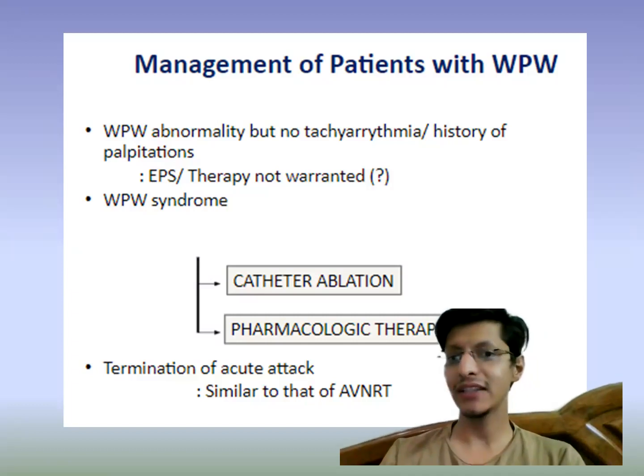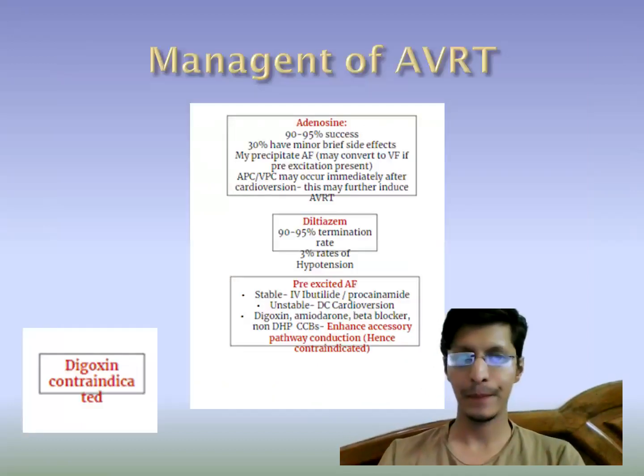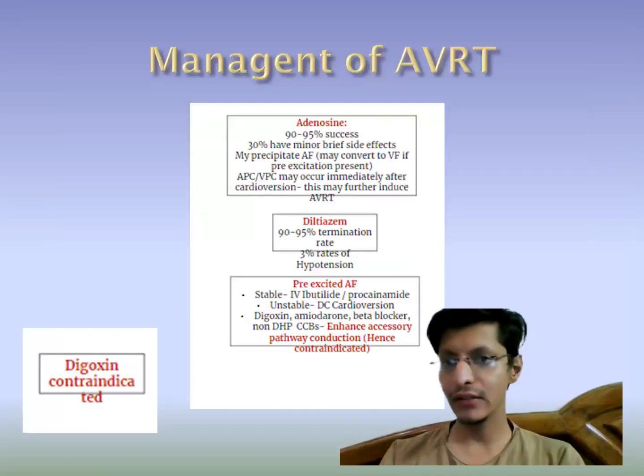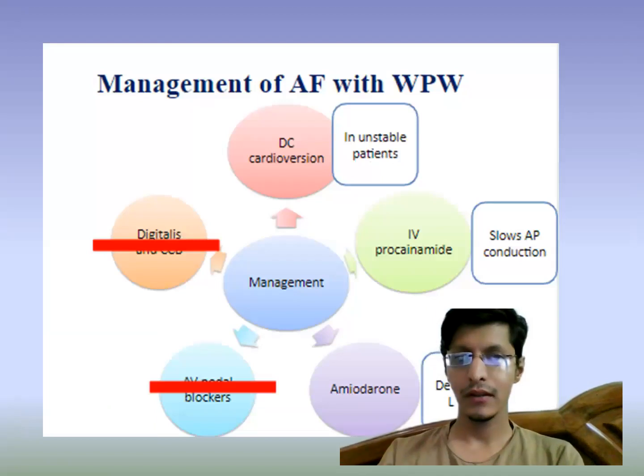So how will you manage a patient with WPW? The therapy of choice is catheter ablation, or you can go for pharmacological therapy. You give adenosine, then you give diltiazem. Never ever give digoxin to the patient. It is contraindicated. The management of AFib I have already discussed in detail in another video on my channel. We'll move further.